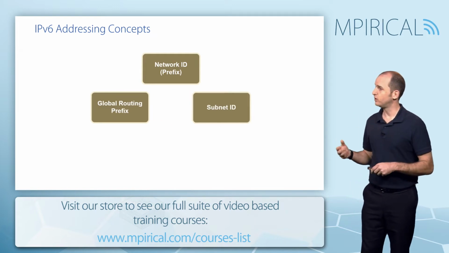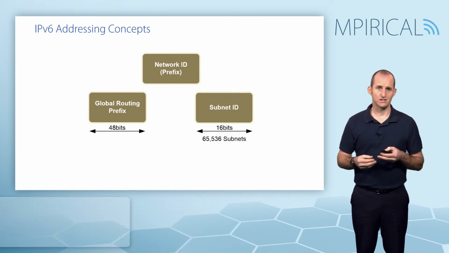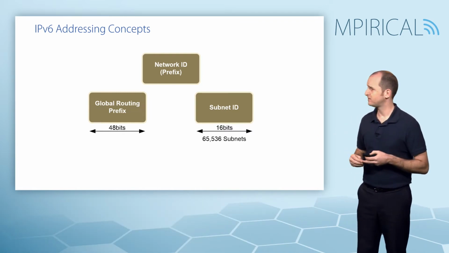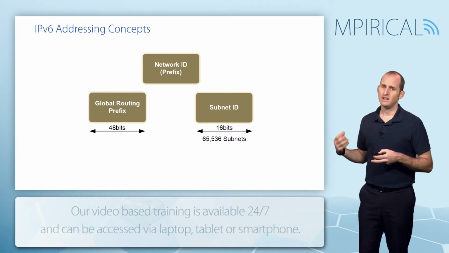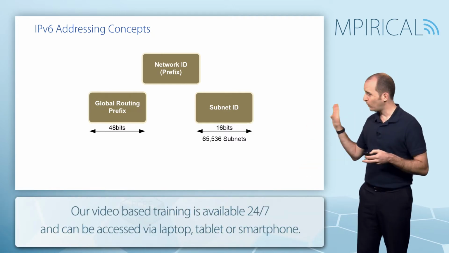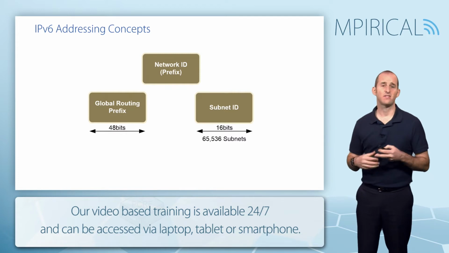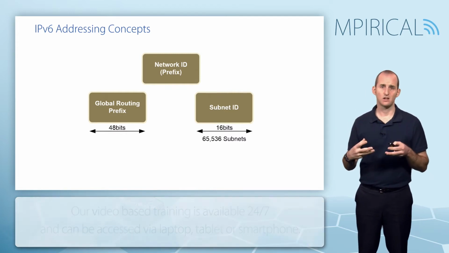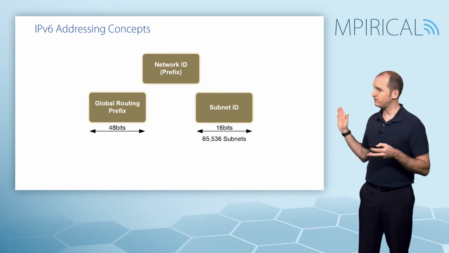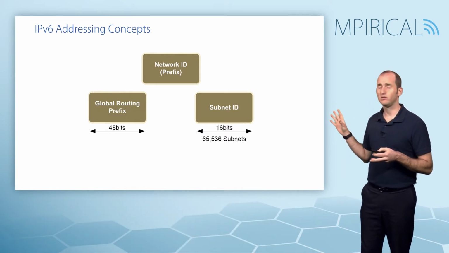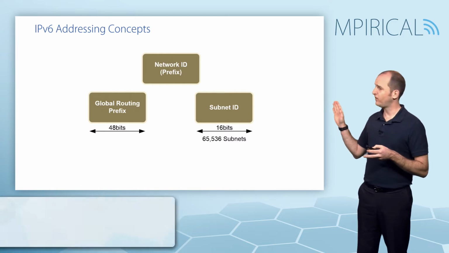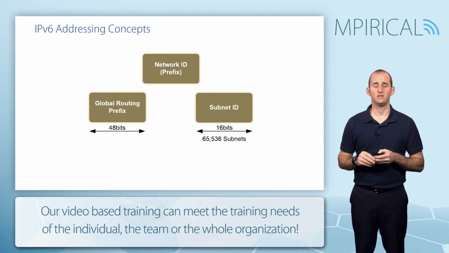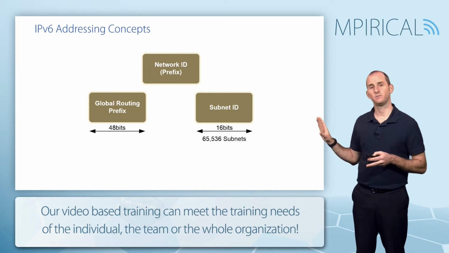And as a general rule, again, for unicast addressing, we see global routing prefixes of 48 bits and our subnet ID is 16 bits in length. Now that equates to over 65,000 different subnets on one network, so it's still a considerable figure. Now this is a rough indication, these are typical figures, but you may see these figures sliding slightly to either increase or decrease the subnet ID field.